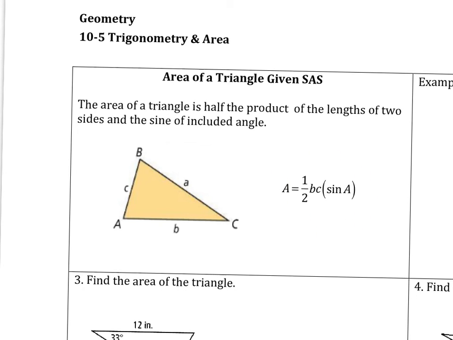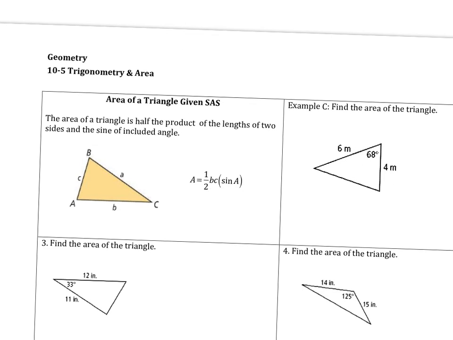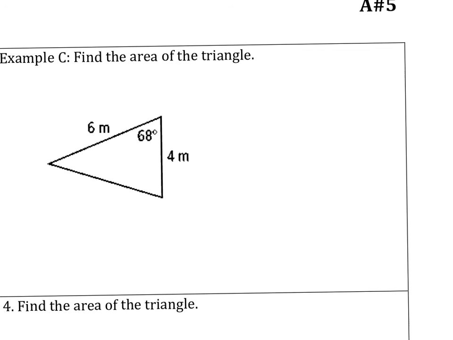The derivation of it we won't show in this video, but the area of a triangle is half the product of the lengths of the 2 sides and the sine of the included angle. So BC times the sine of A. So A is equal to 1/2 BC times the sine of A.